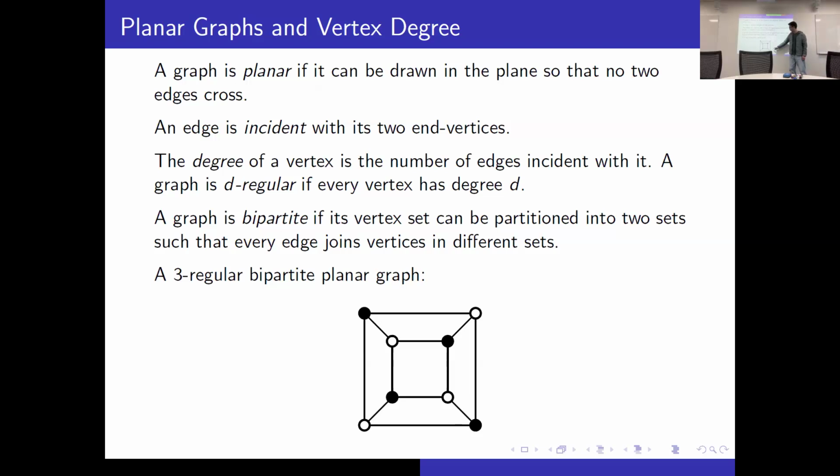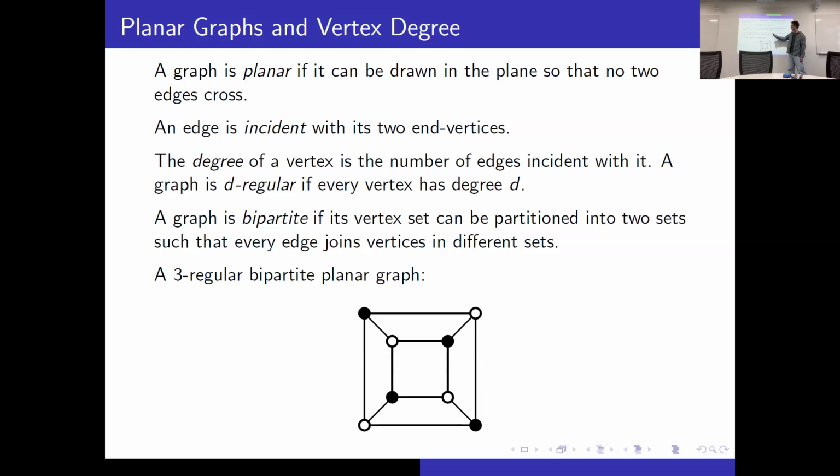For example, for an edge and its two end vertices, we say that this edge is incident to its end vertices. The degree of a vertex is just the number of edges incident to that vertex. In this example, this vertex has degree 3. It has 3 neighbors. And if every vertex has the same degree d, we say that the graph is d-regular. So this graph is a 3-regular graph.